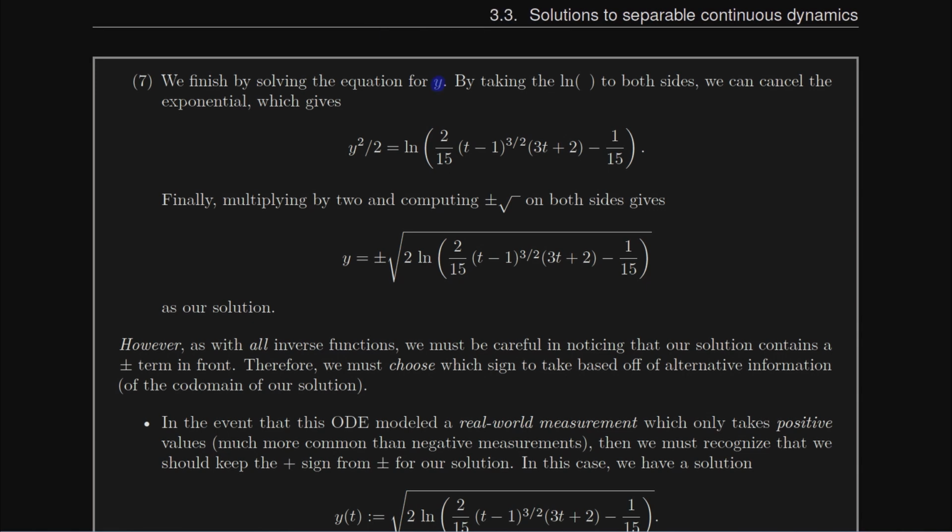When we solve for y, we're going to take the log of both sides because we initially had exponentials in front of y. So we're going to take the log. That's going to cancel with the exponential. I get y squared over 2 on the left and a log of everything I had on the right. Now I'm going to have to multiply both sides by 2. And then finally, I'll have to finish by taking a square root.